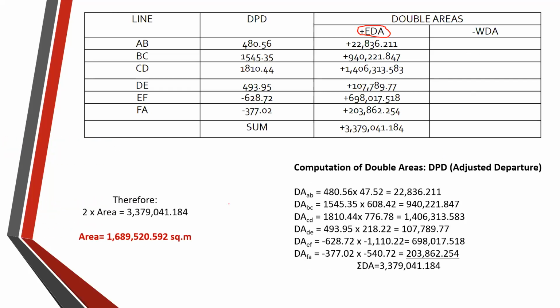And for the area, therefore, 2 times of the area is equal to 3,379,041.184. So the area is equal to 1,689,520.592. My question is, kung gagamitin natin yung DMD or DPD sa isang parehas na problem, dapat ba silang magkaroon ng same area? Kung gagamitin natin yung DPD or DMD man sa isang parehas na problem, dapat ba yung area nila is magkaparehas?